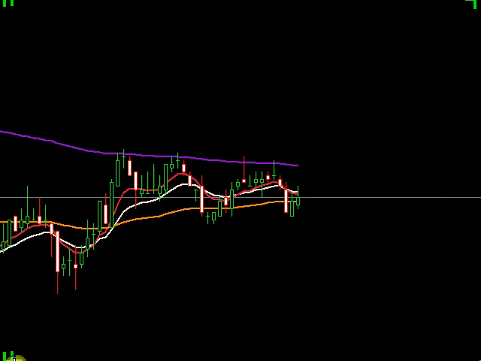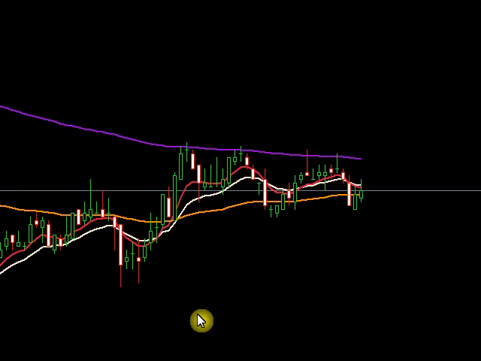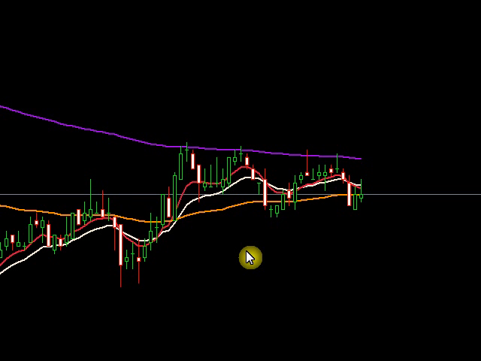I've got a brief tutorial here that I want to share with you about drawing trend lines and how I use trend lines, what's the purpose of trend lines, and how to know where to put your trend lines.